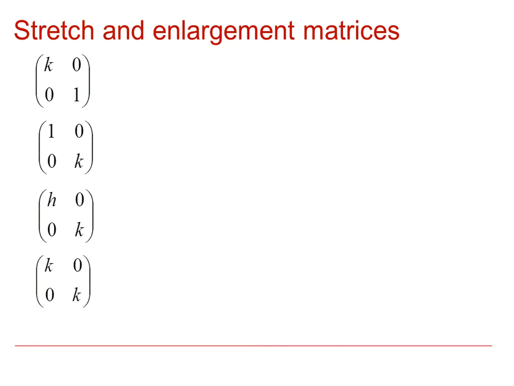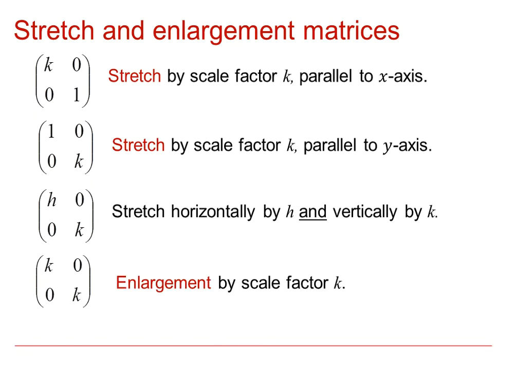So here we have some stretch and enlargement matrices. So the first one is a stretch by scale factor k parallel to the x-axis. The y-coordinate would stay the same. And likewise, there's a stretch parallel to the y-axis, a stretch horizontally by h, and a vertical stretch by k. And the last one is an enlargement scale factor 2.